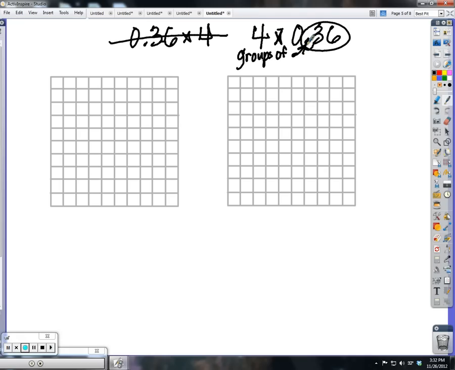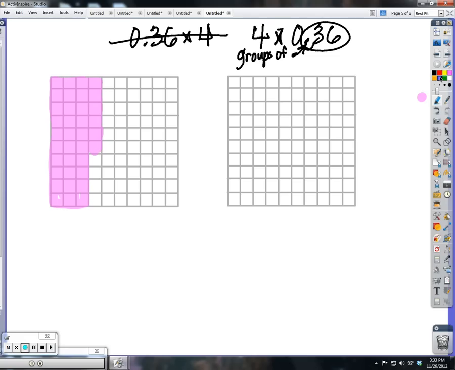So to do this, I'm going to use different colors and actually shade in 4 different groups of 36/100ths. So I need to get my first 36/100ths. So I know this is 30, and then I need 6 more. 1, 2, 3, 4, 5, 6. So there's my first group of 36/100ths.